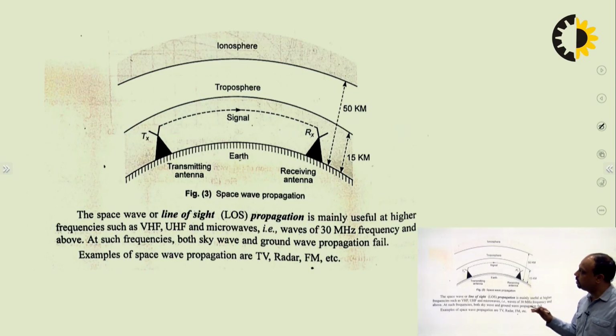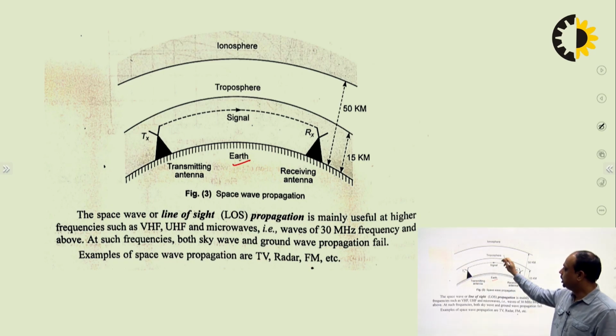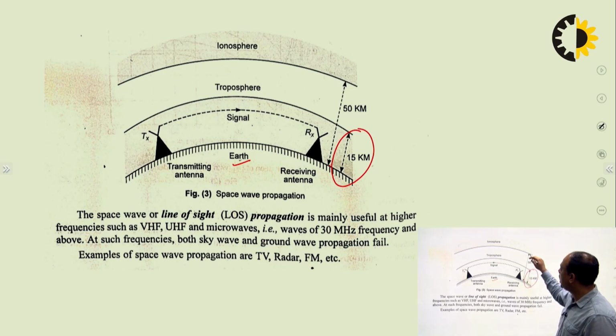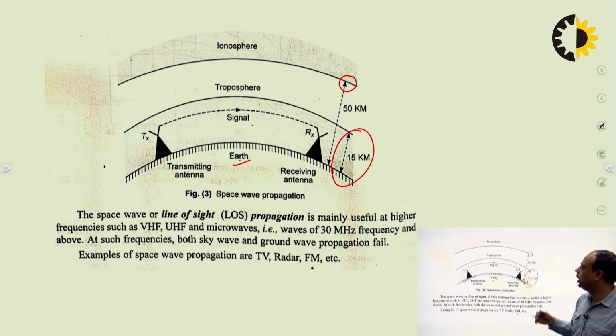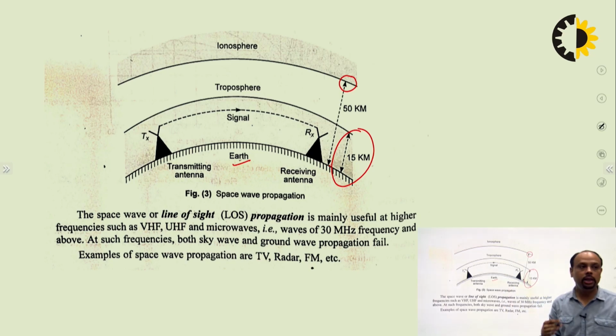Here we can see the scenario of our earth's atmosphere and the earth. This is the earth's surface with the transmitting and receiving antenna. This is the troposphere, and this is the limit of the troposphere. Up to 15 kilometers we have the troposphere in the earth's atmosphere, and from the earth's surface to a height of 50 kilometers the ionosphere starts. Even in the ionosphere we have multiple layers, that is D, E, F1 and F2 layers. But this time we are focusing on space wave propagation. The troposphere is the main region where space wave propagation exists.